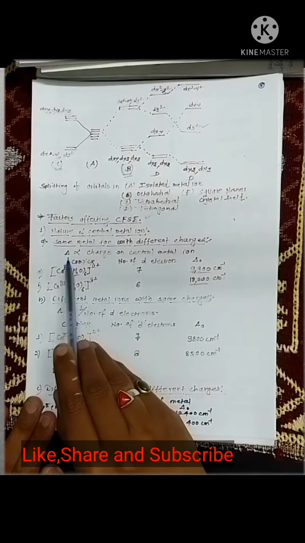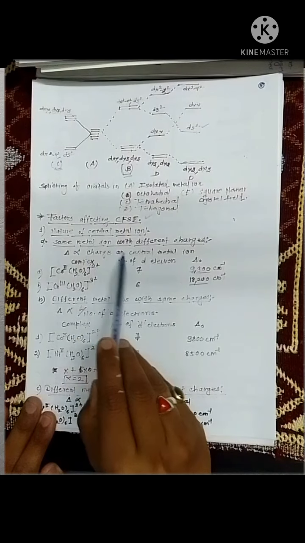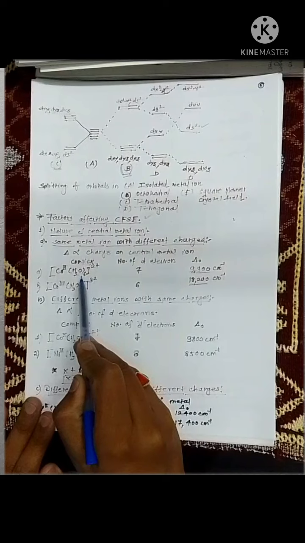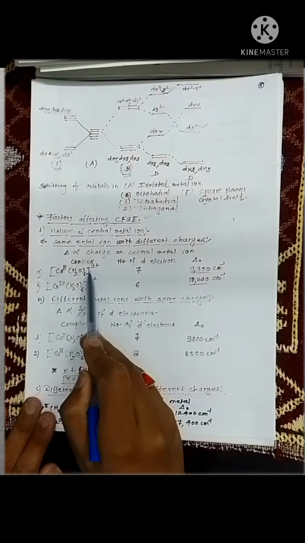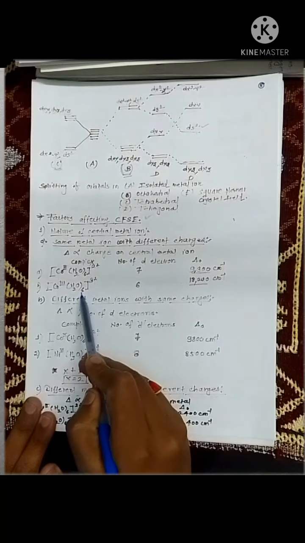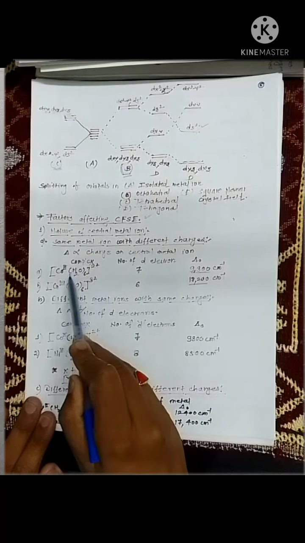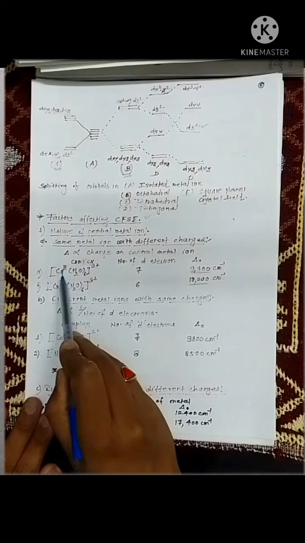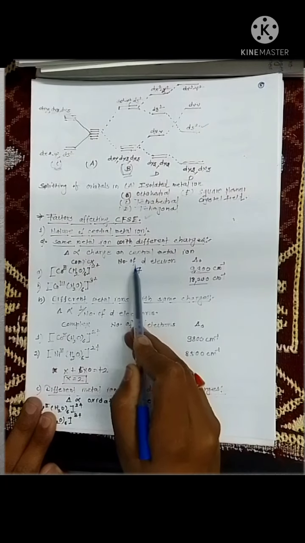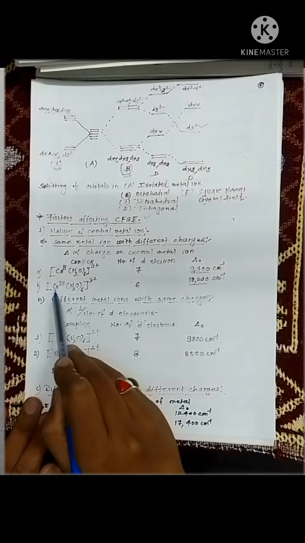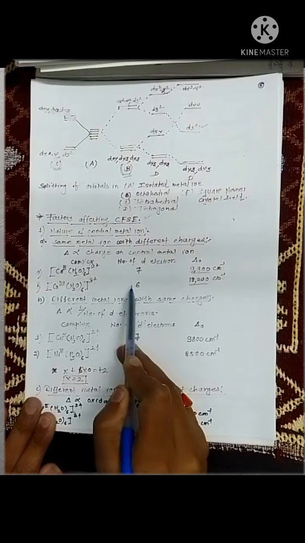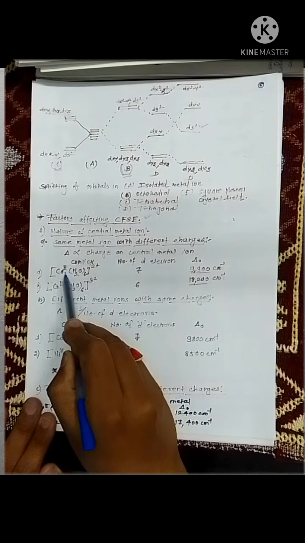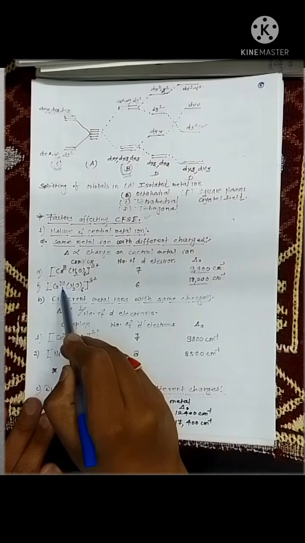In this case, CFSE is directly proportional to charge on central metal atom. Just see the example of hexaaqua cobalt 2 plus and hexaaqua cobalt 3 plus. In this case, number of d electron in hexaaqua cobalt 2 is 7 and number of d electron in hexaaqua cobalt 3 is 6, but the charge on central metal atom in first case it is 2 plus, while in second case it is 3 plus.